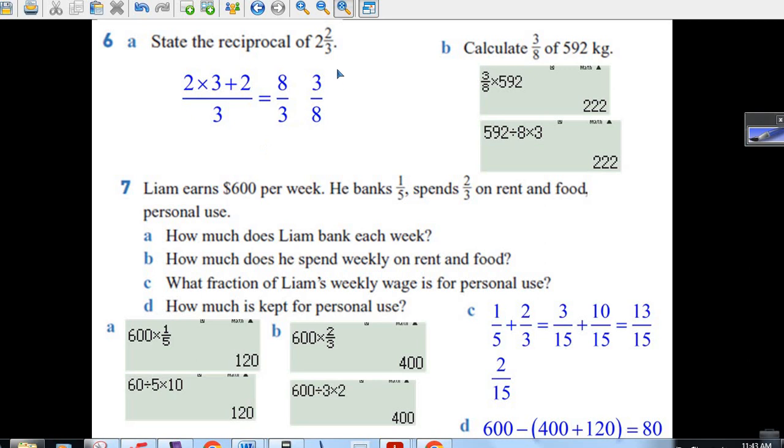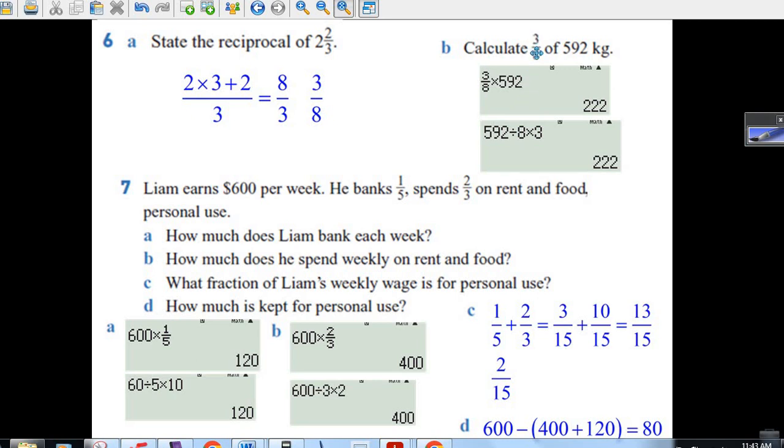So what you do is you've got to change this into a single fraction, one numerator, one denominator, an improper fraction. So you go two groups of 3, 2 times 3, and you add 2. That gives you 8 over 3. Reciprocal means turn it upside down. There's your answer, 3 over 8.